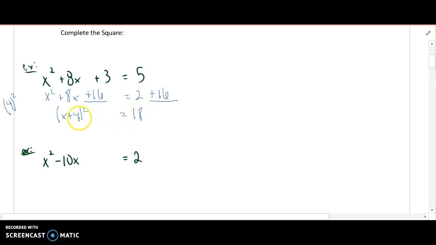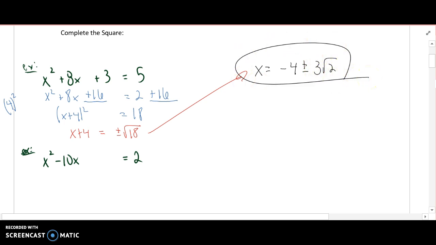The goal is to get x by itself, so if we take the square root of both sides, we have x plus 4 is equal to plus or minus the square root of 18. Last step to get x by itself is to subtract 4 from both sides. We get x equals negative 4 plus or minus the square root of 18, and if we break down the square root of 18, it comes out to 3 root 2, and there is our solution for x.